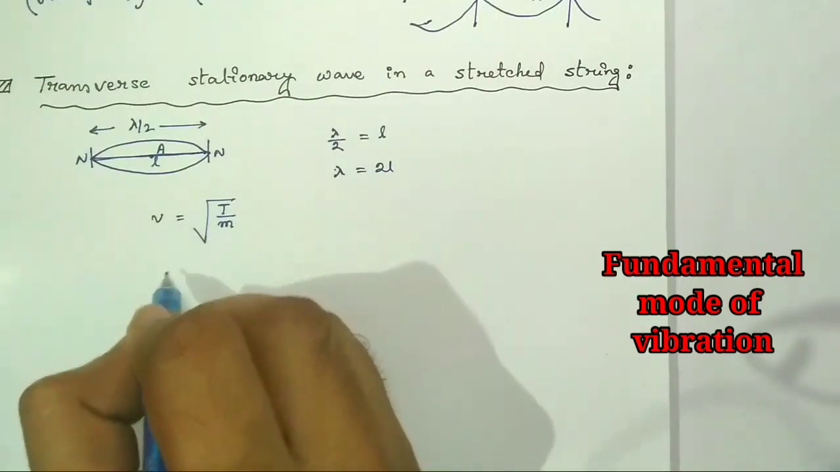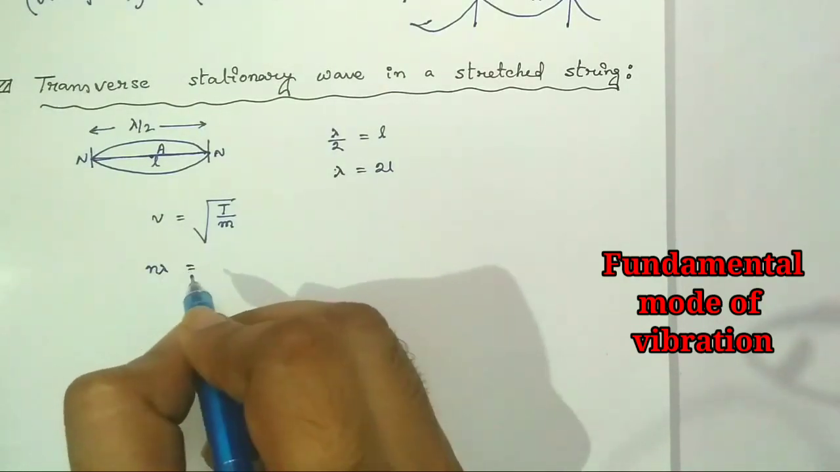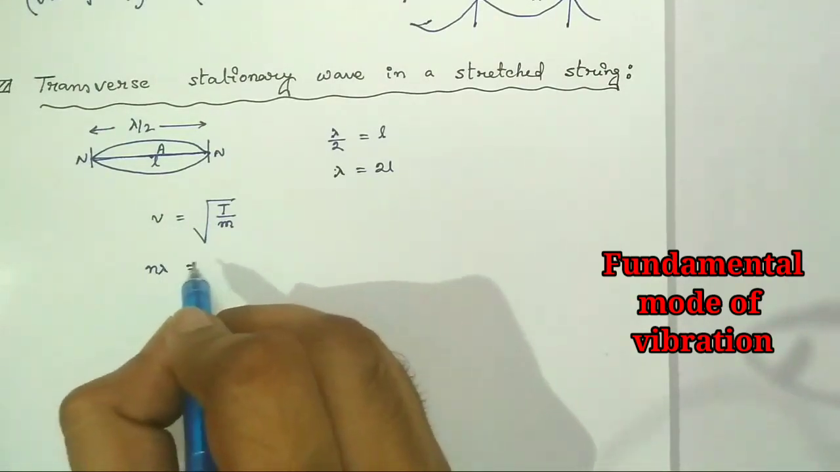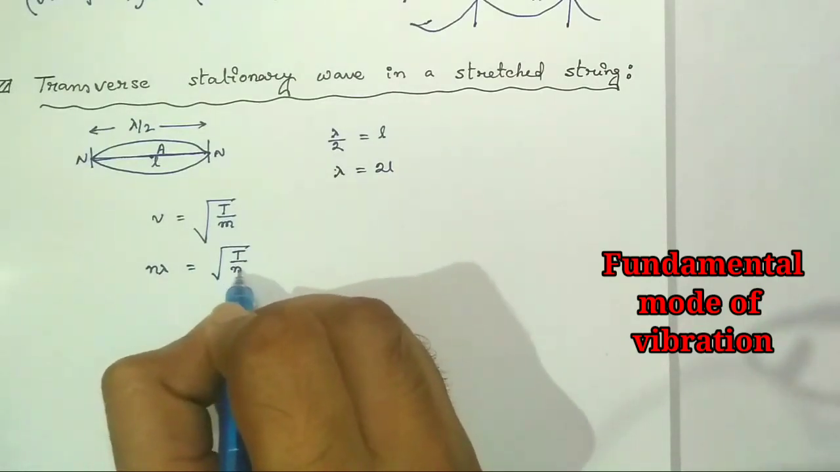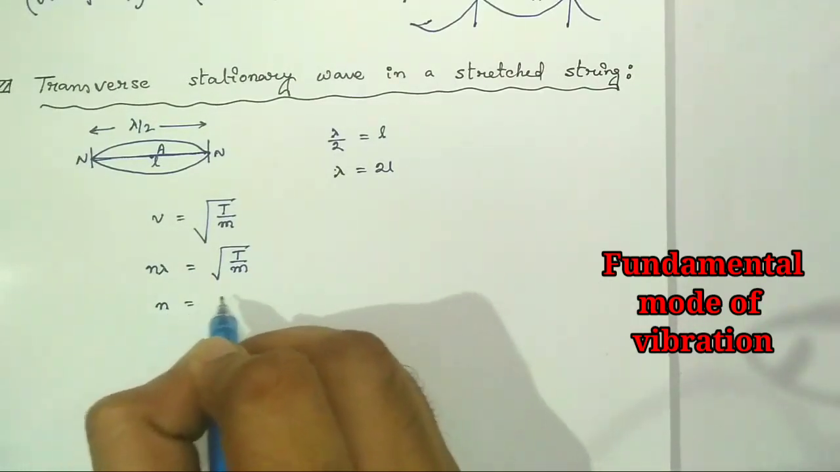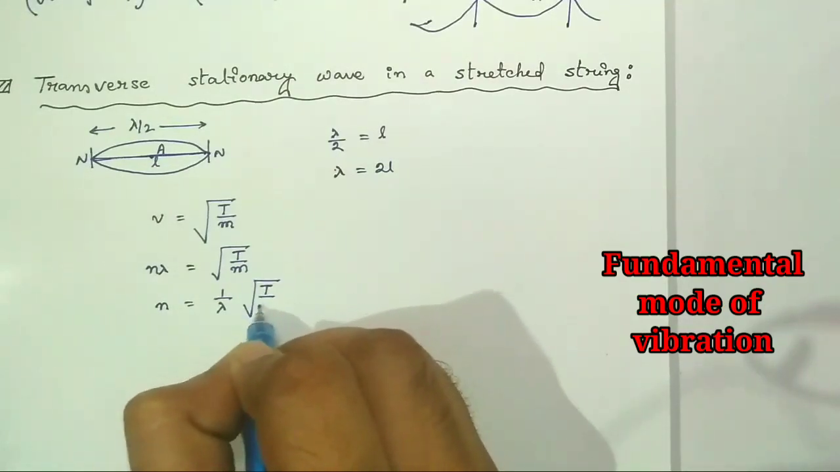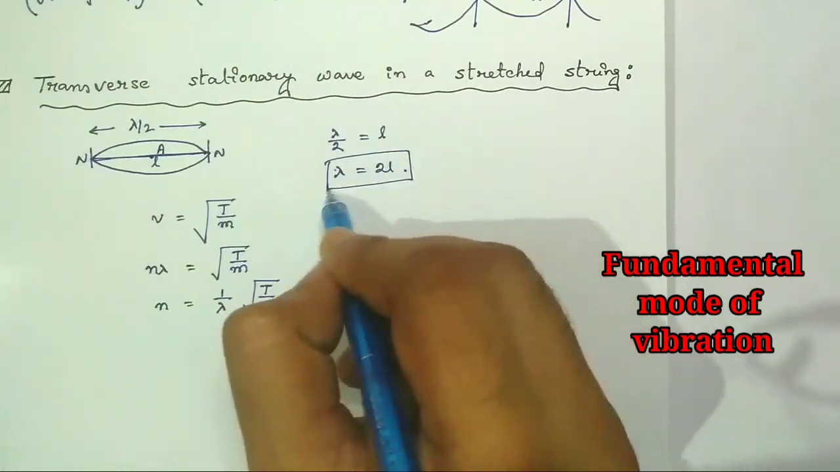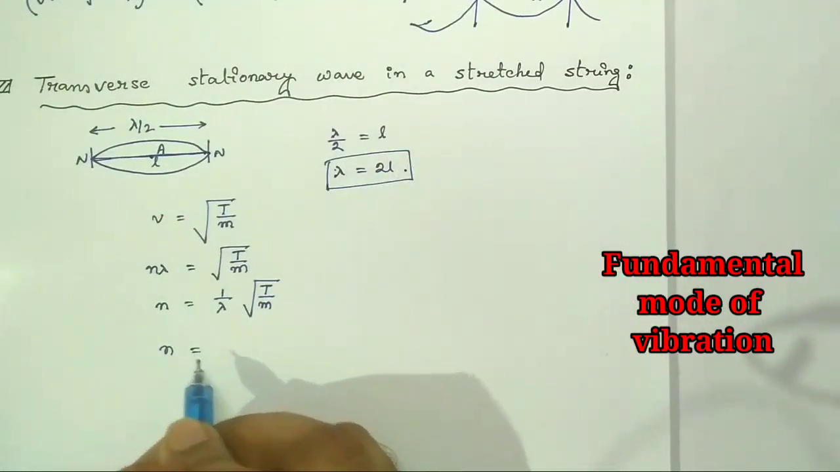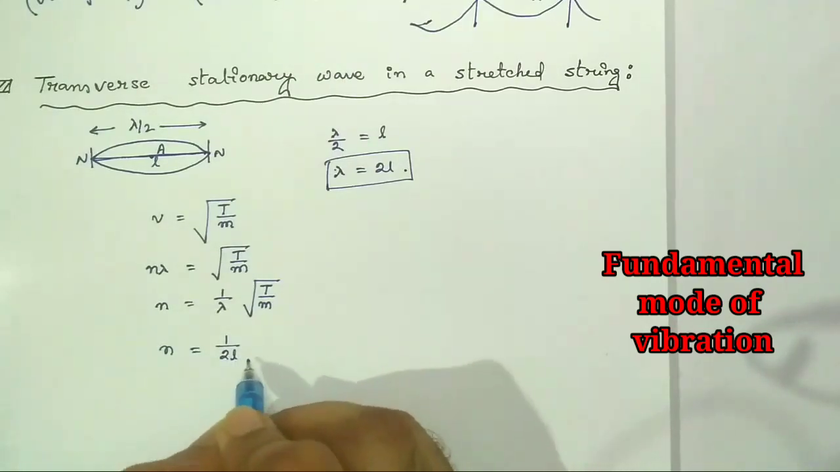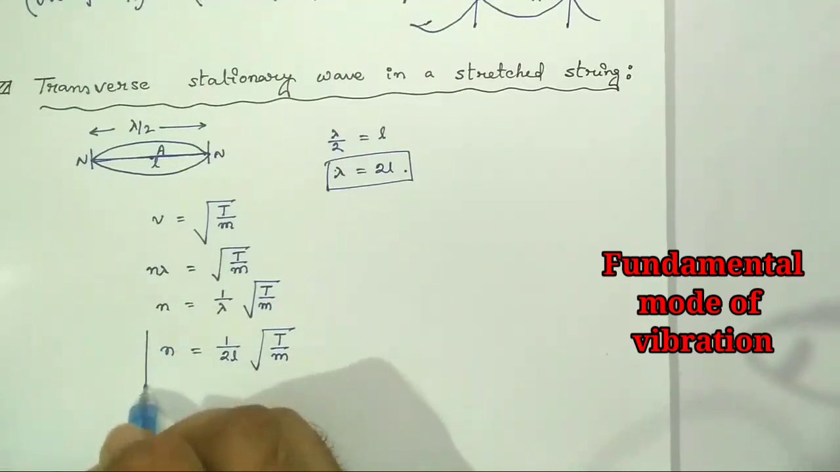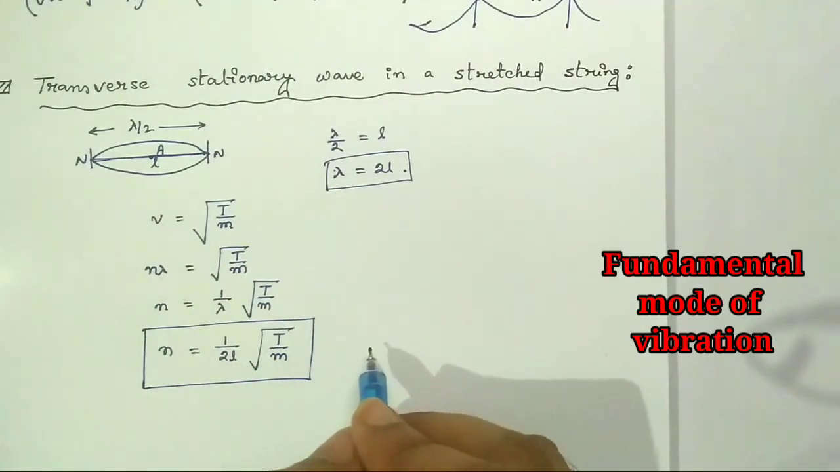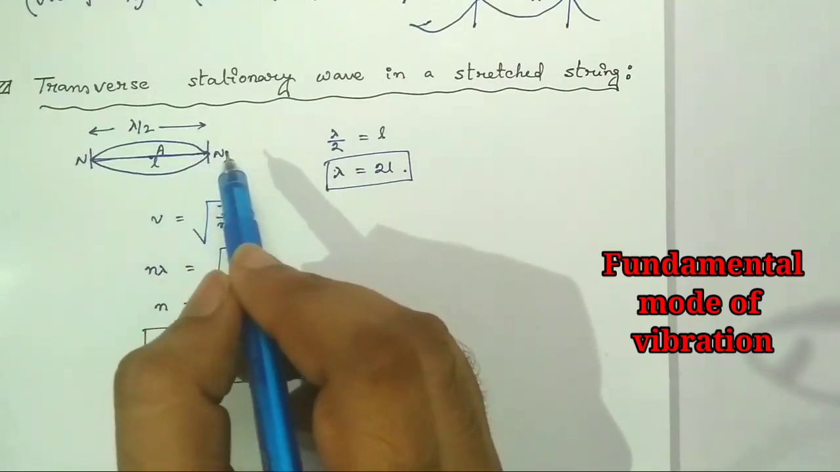And we know V equal to N lambda, where N is the frequency of vibration and lambda is the wavelength. Then we can write N lambda equal to root over T by M. Then N equal to 1 by lambda into root over T by M. But we have derived here that lambda equal to twice L. That is, we can write N equal to 1 by twice L root over T by M. This is the case of the fundamental mode of vibration where the string is vibrated in one loop.